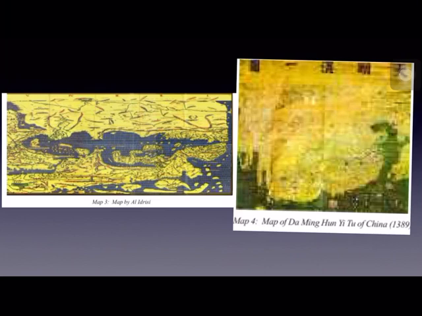And maps made by Chinese around the same time showed China in the middle. The next map in the picture is made by China. It is the Da Ming Hun Yi Tu of China. In 1389 it was made.